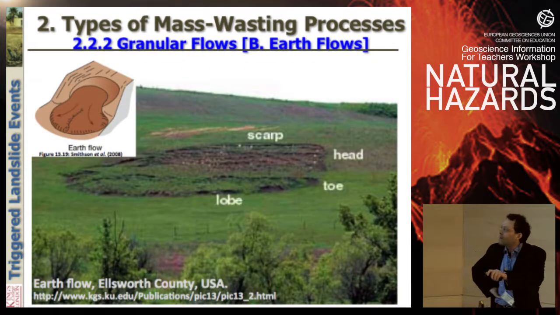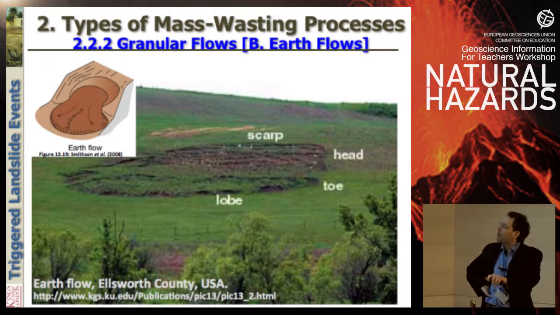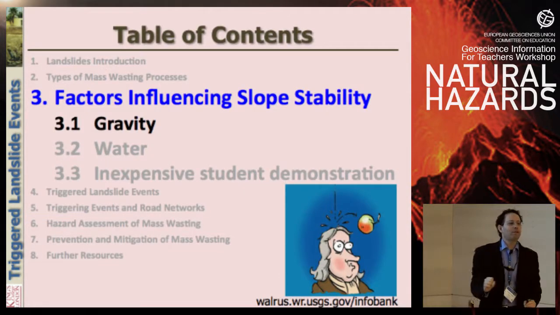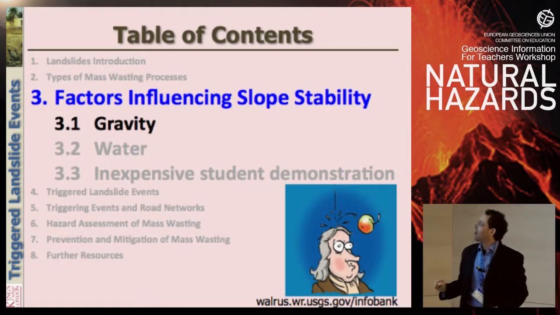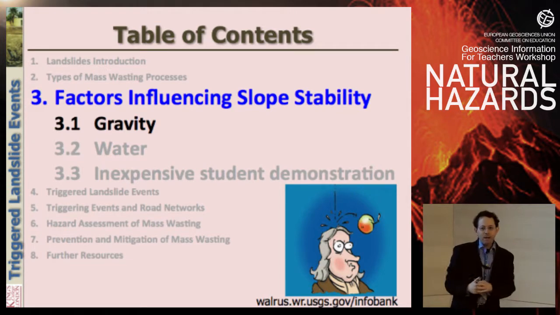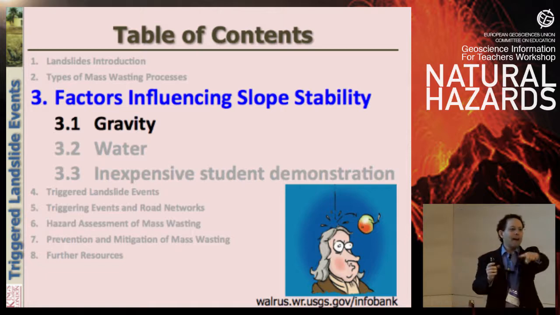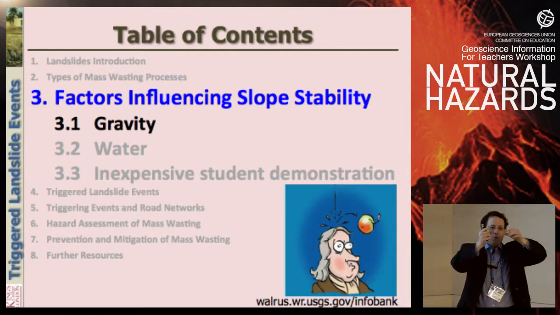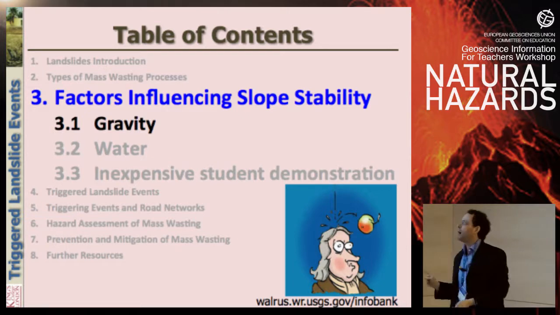This is a bit faster. It's an earth flow, literally coming out. Here's the lobe here, toe, scarp. Okay, so that's a very quick overview of some of the types of mass wasting. Let's look at the two major factors. And I've passed around, I don't know if everyone got it, a little bottle where you took some sediment. I'll come to that in a moment.